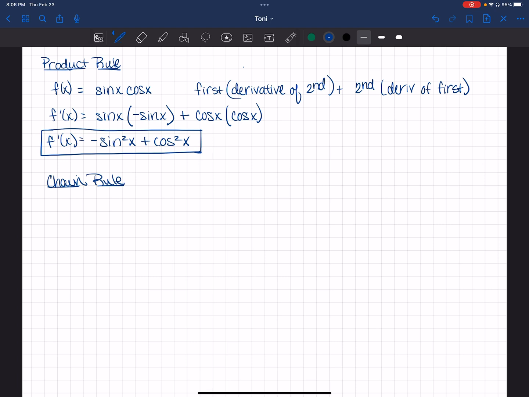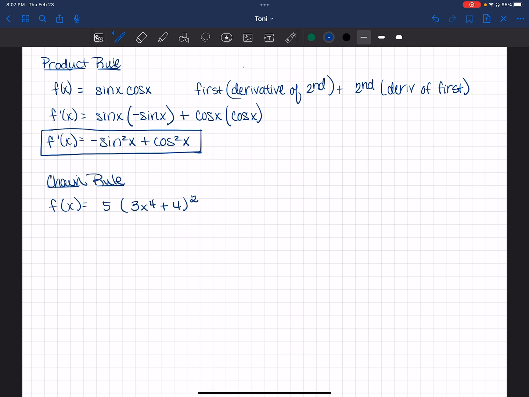Okay, so if I had something, I'm going to give you a pretty easy one here. Let's say f of x equals 5 times 3x squared plus 4 all to the second power. Okay, now you could square out 3x squared plus 4, but we're not going to do that because it's a lot easier just to use the chain rule.